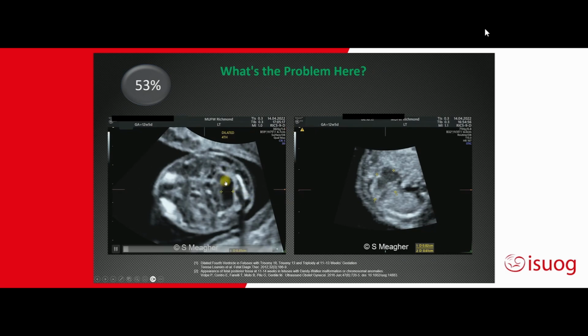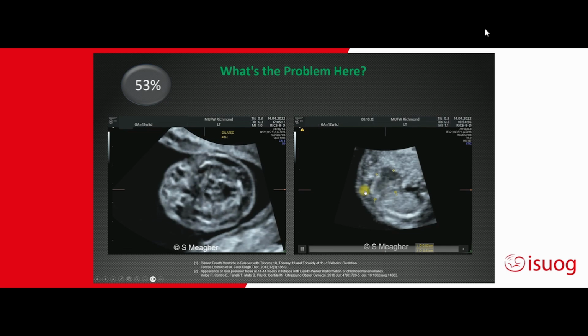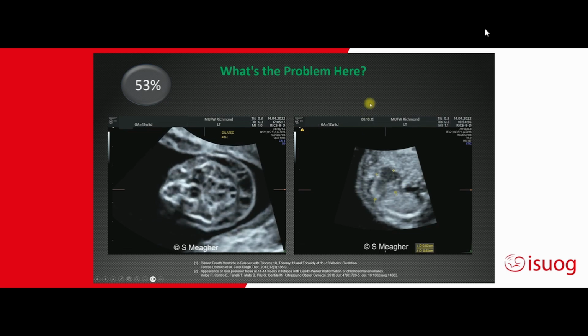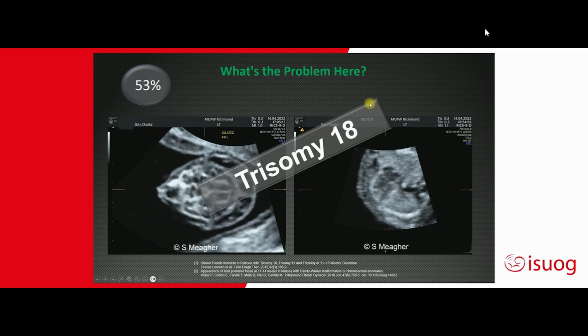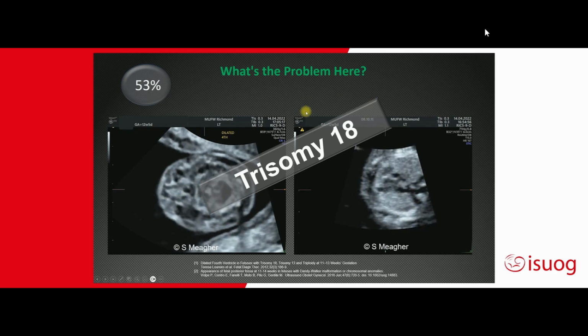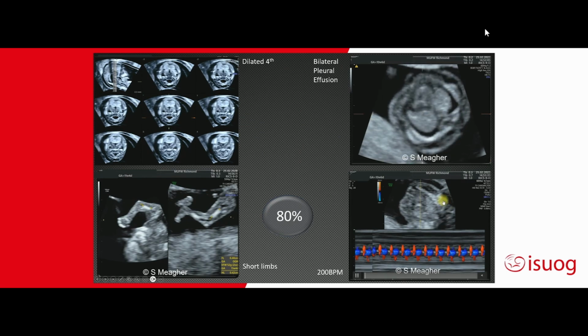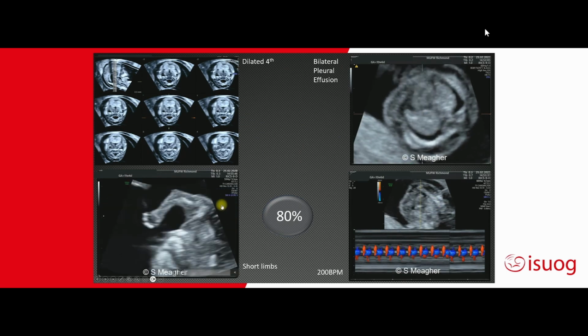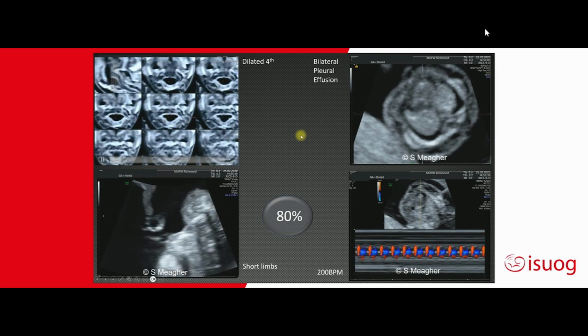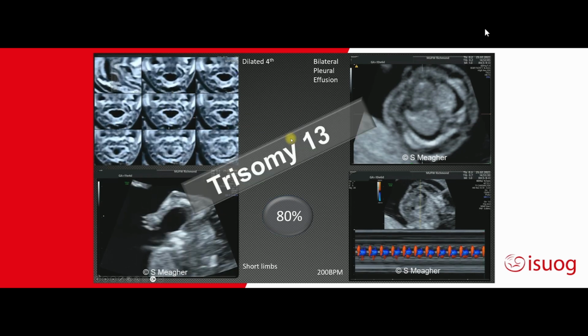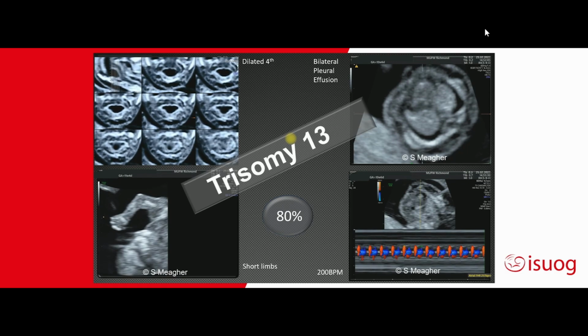In this case, we have dilatation of the cerebral fourth ventricle in a fetus with a hypoplastic left heart. This was caused by trisomy 18. In fact, over 53% of fetuses with trisomy 18 presented with a dilated cerebral fourth ventricle. What about this case? Bilateral pleural effusions, fetal tachycardia, shortened long bones, and a dilated cerebral fourth ventricle. This is a fetus with trisomy 13. In fact, 80% of fetuses with trisomy 13 presented with a dilated cerebral fourth ventricle.